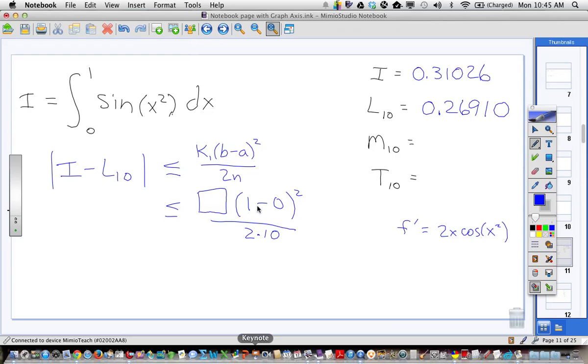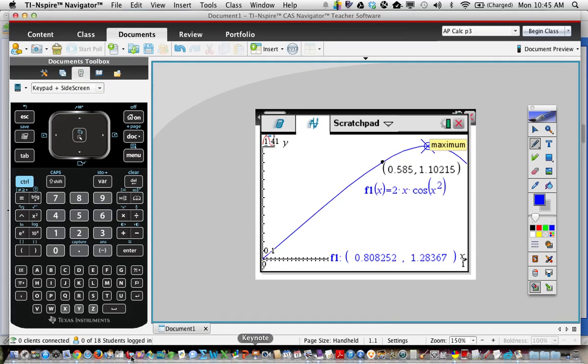Now we can tell by looking at this graph that most of the time the slopes are less than 1.28. But what we're going to do is pretend that they have this slope the whole time, which will give us the most error. Since we want K1 to be the worst case scenario, what number would be an acceptable number to use for K1? 1.3. Would 1.3 be an acceptable number to use?